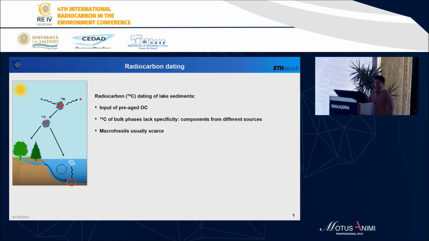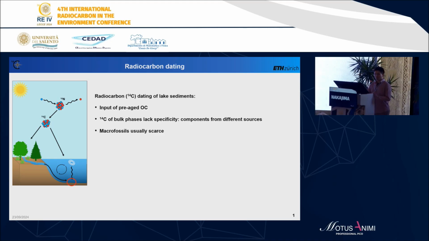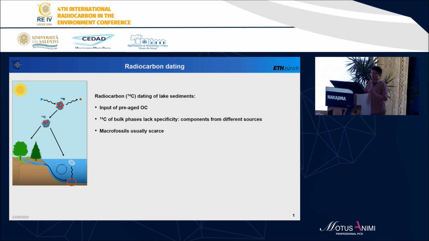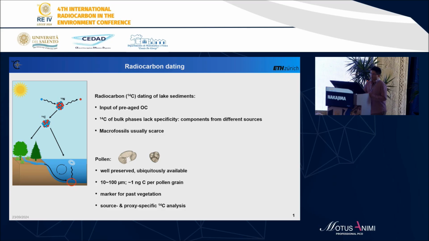So people early on suggested that pollen are maybe the ideal alternative to macrofossils. Pollen, which you can see here, are usually well preserved. They are composed of a polymer that's chemically very inert, and you can find them practically everywhere. They come in various shapes and sizes, but typically one pollen grain constitutes around 1 nanogram of carbon, so you need a lot of them for radiocarbon dating.